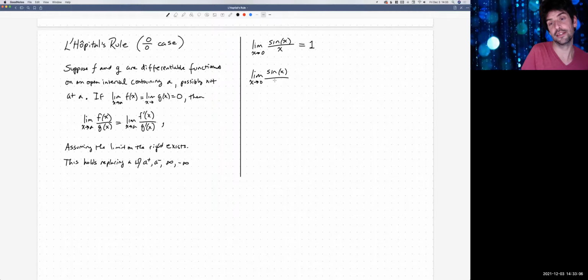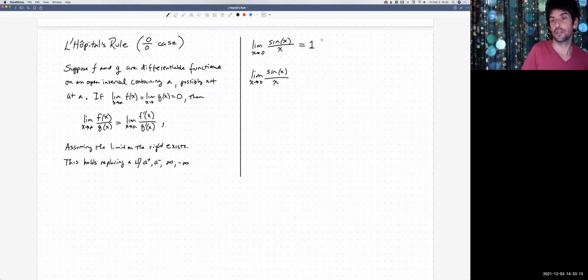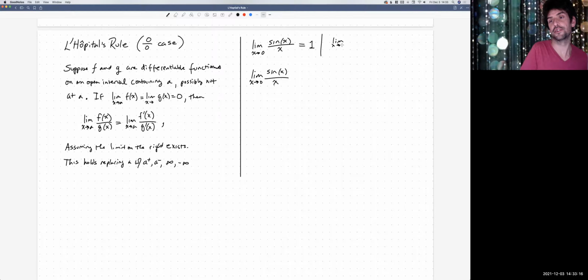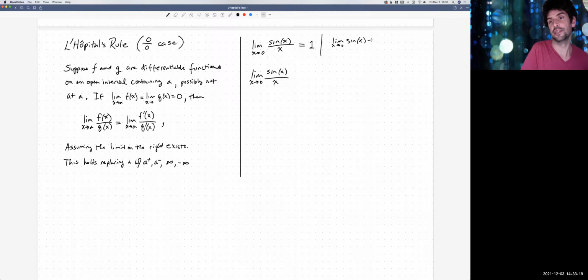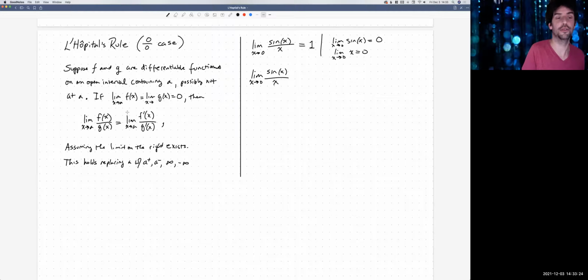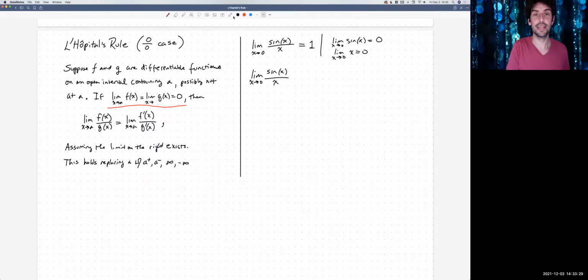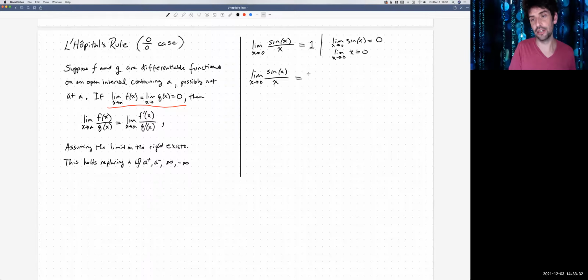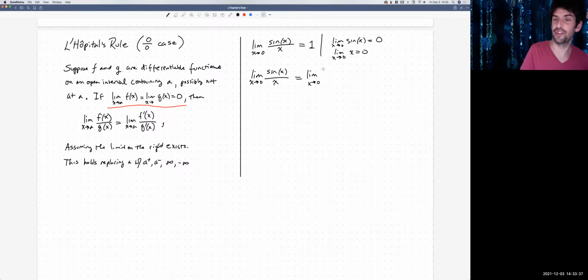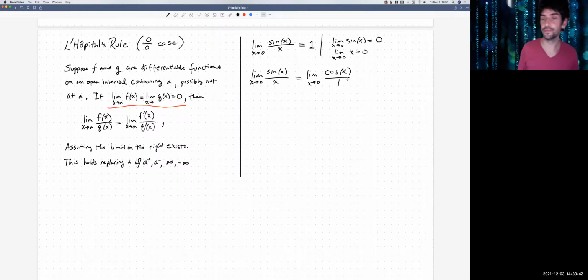We know that the limit as x goes to 0 of sine of x is equal to 0, and the limit as x goes to 0 of x is equal to 0. So we have this first condition, both limits are equal to 0, then this limit here must be equal to the limit of their derivatives. The derivative of sine is cosine of x. The derivative of x equals 1.